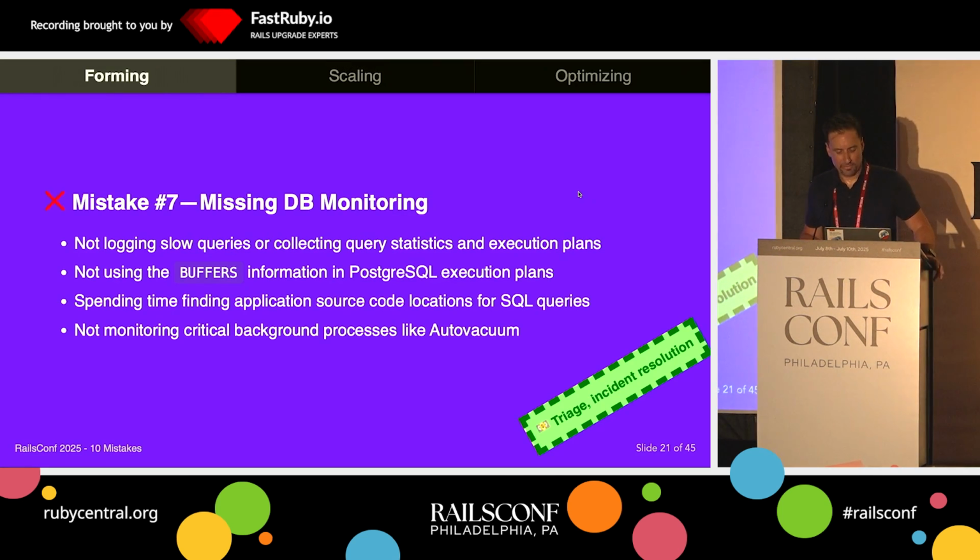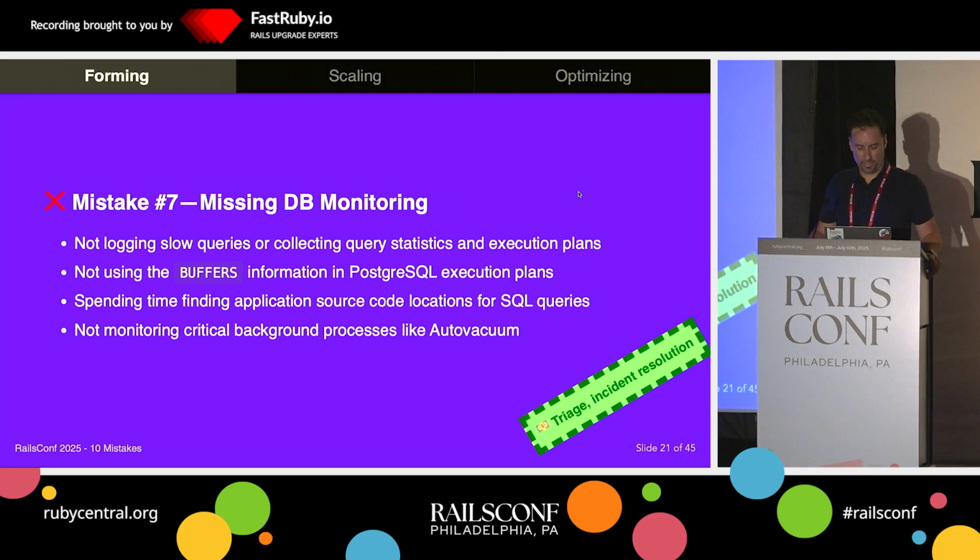Okay, next up is missing DB monitoring. So a lot of folks probably use APM tools with their applications, but they might have less monitoring and visibility on their database activity. And that could be both foreground client application activity and background processes. So not logging slow queries or collecting query statistics and execution plans, not using the buffers information in Postgres execution plans, spending time finding application source code for where SQL queries are generated, not monitoring critical background processes like autovacuum. So again, these can increase your time spent triaging an incident and resolving an incident.